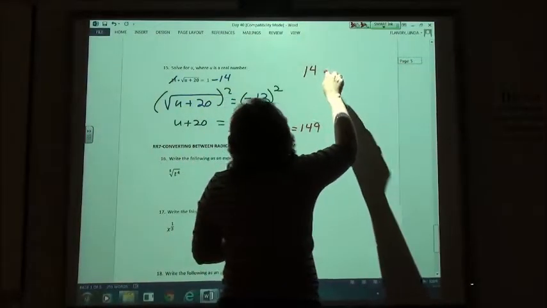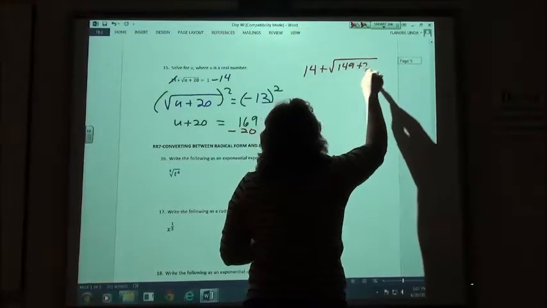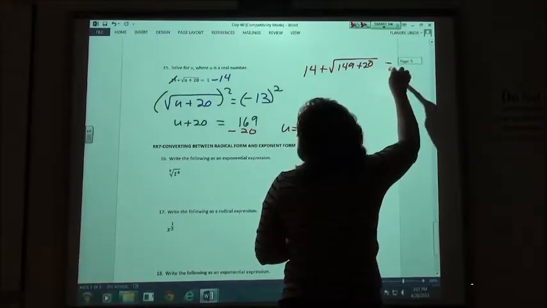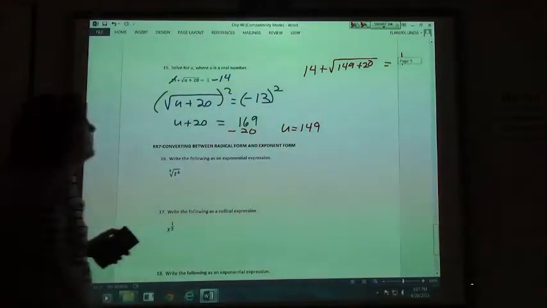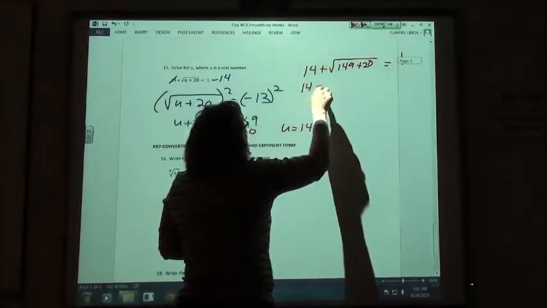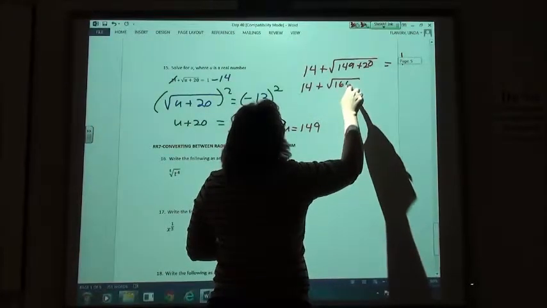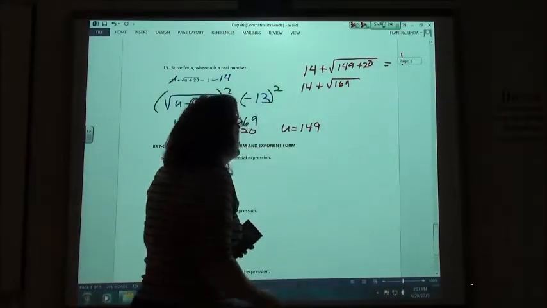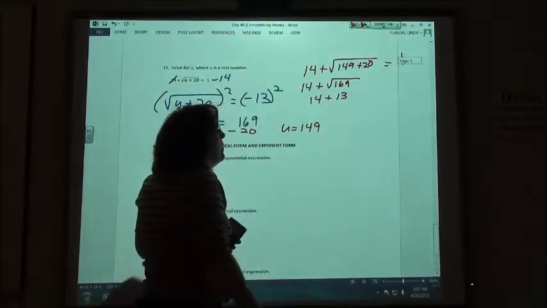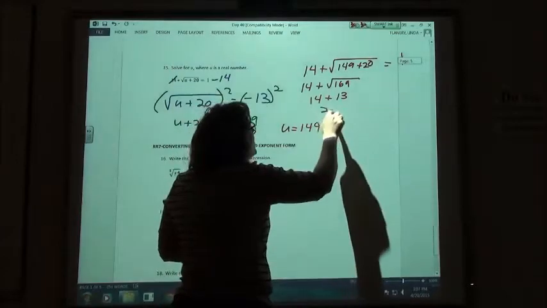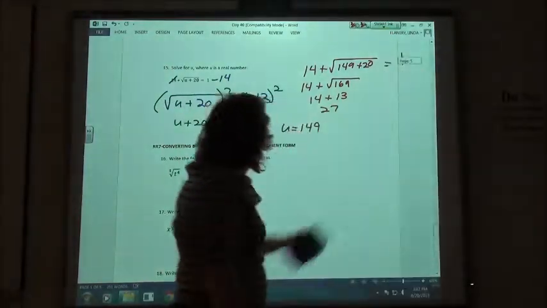14 plus the square root of 149 plus 20, does that equal 1? That was my original problem. 14 plus the square root of 149 plus 20 is 169. The square root of 169 is 13. Well, 14 plus 13 is 27. Wait a minute. 27 doesn't equal 1.